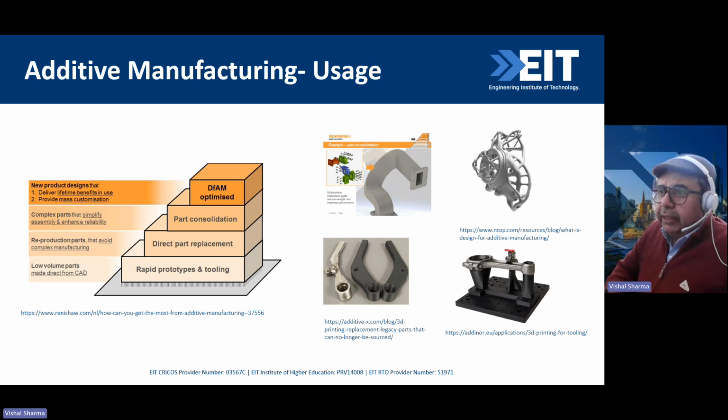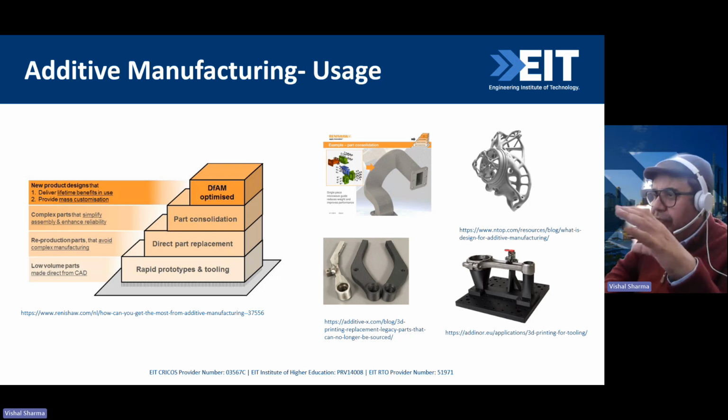Okay, so the next one is especially the optimized designs. Optimized designs means, you see the figure here. Here, only something like a skeleton appears. So this is called topology optimization. So we will have material only where it is required. Where it is not required, we will be removing the material.